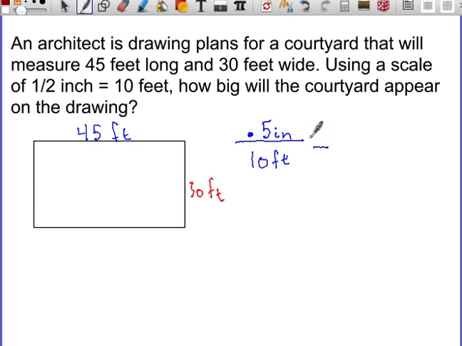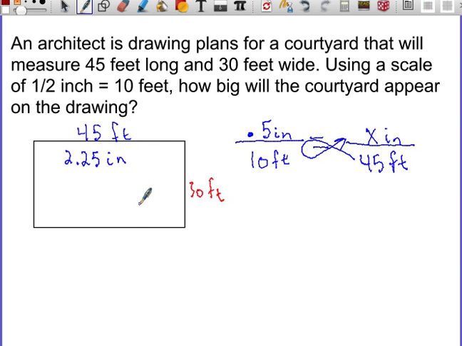So we're working with scale, we want to set up a proportion. 45 feet goes on bottom. And how long will it be on the paper? That's the question, X inches. So 45 times 0.5 divided by 10. 2.25 inches. On paper, it'll be 2 1/4 inches long.